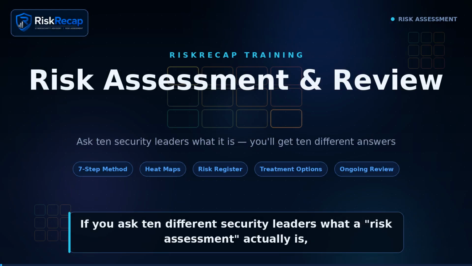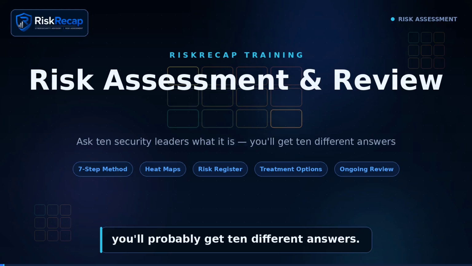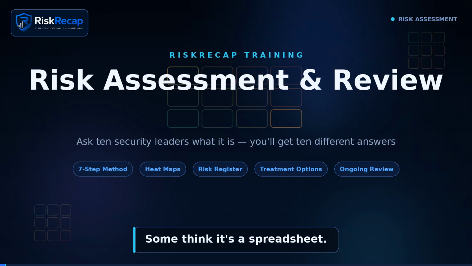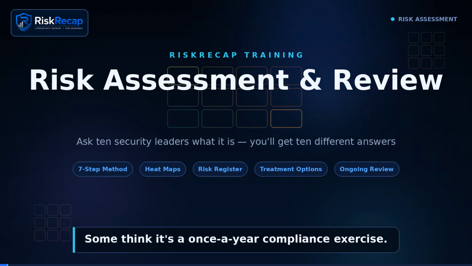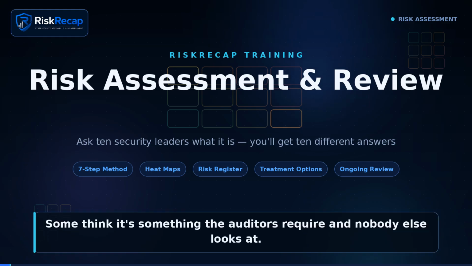If you ask 10 different security leaders what a risk assessment actually is, you'll probably get 10 different answers. Some think it's a spreadsheet. Some think it's a once a year compliance exercise. Some think it's something the auditors require and nobody else looks at.